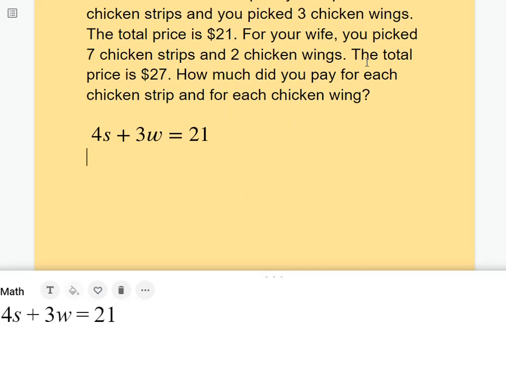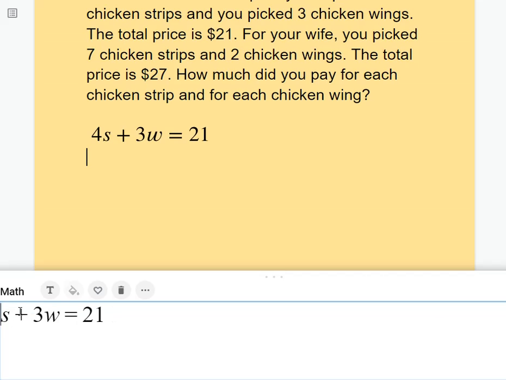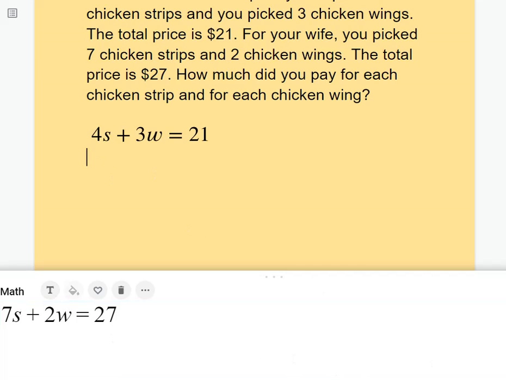And then for your wife's order, you picked 7 strips and 2 wings, and the total price for that one is 27. So we'll write that for them. 7S plus 2 wings, 2W, and you paid 27 for that one. Okay, so we insert it there. You can see it.